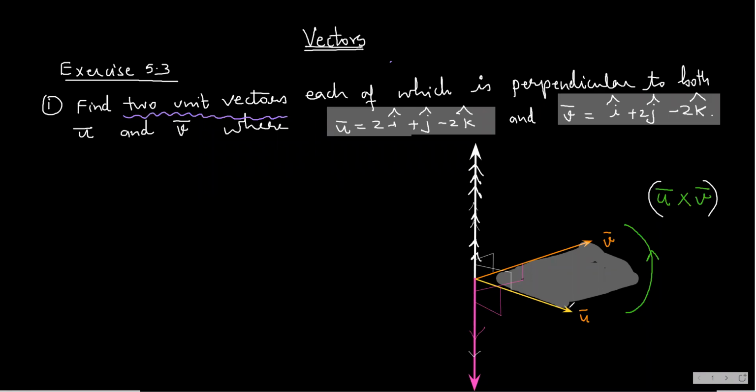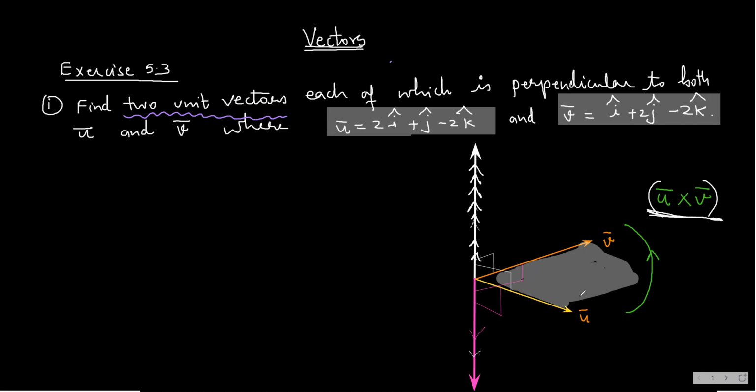How? This is the right-handed triplet rule. You keep your four fingers of the right hand, other than the thumb, in the direction of u bar. Then you turn them towards v bar. Then the direction of the thumb will give you the direction of u bar cross v bar. So you got u bar cross v bar.